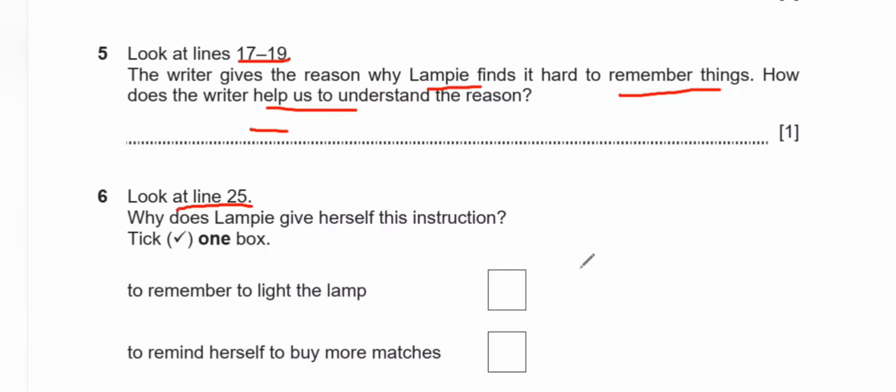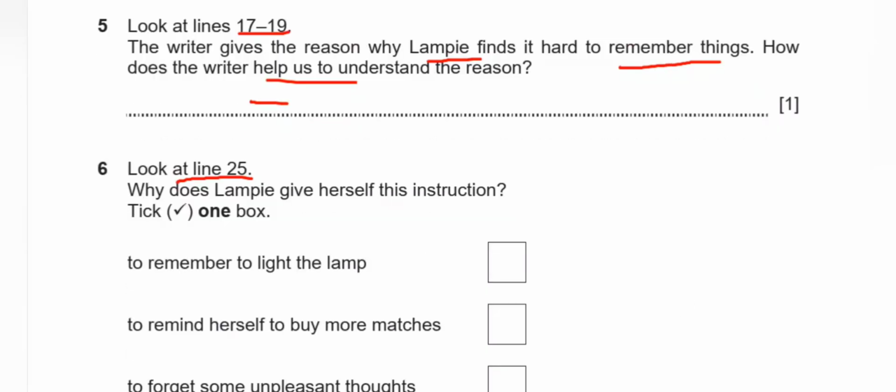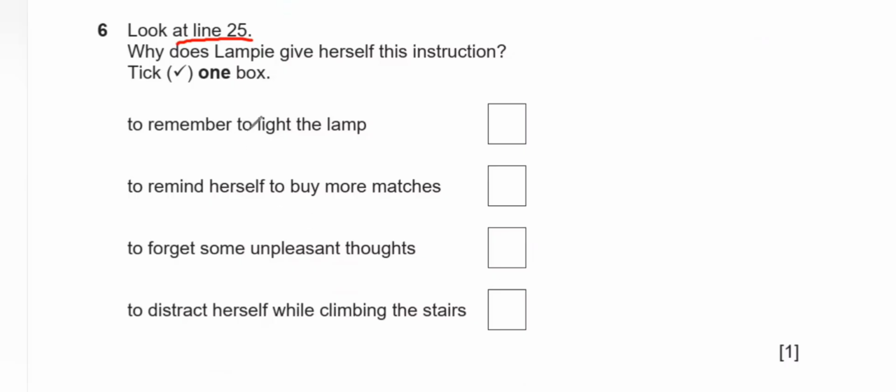Why does Limpy give herself this instruction? To remember to light the lamp, to remind herself to buy more matches, to forget some unpleasant thoughts, to distract herself while climbing the stairs. So, what exactly does she give herself? Let's go find it out.